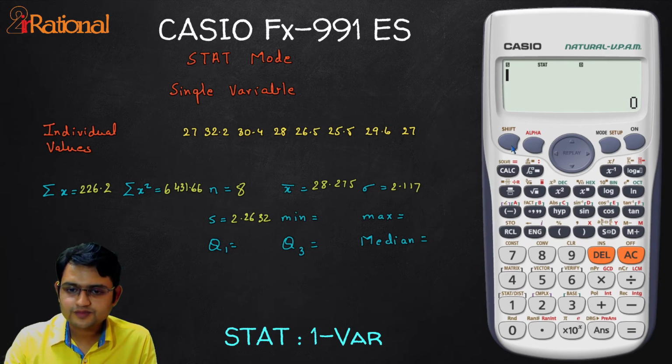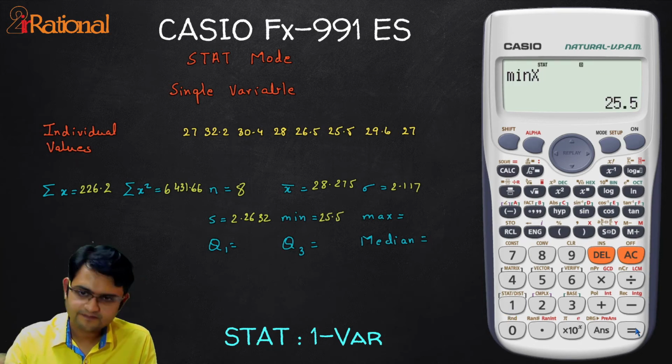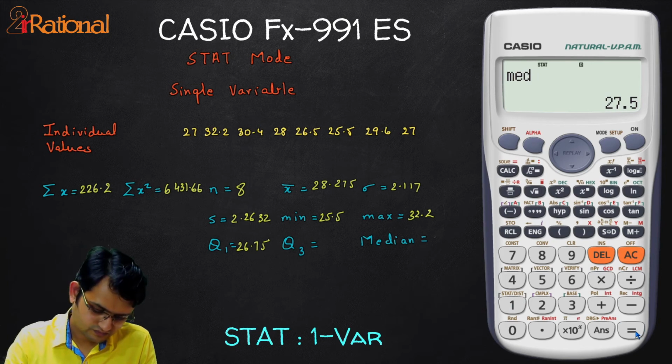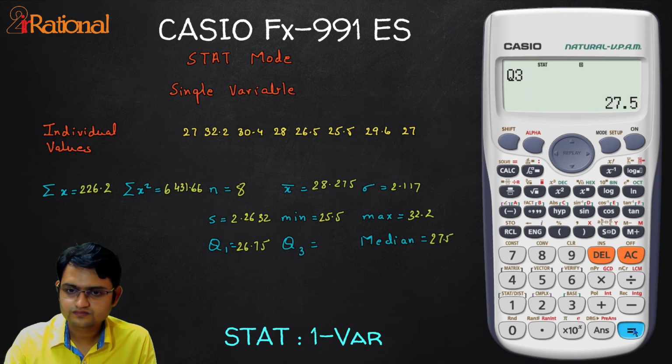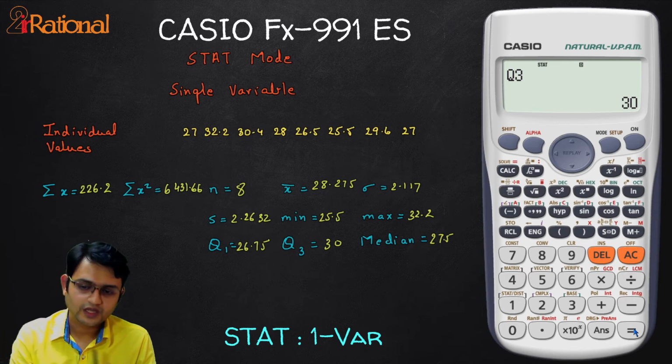For minimum and maximum, we have another option here, 6. You can see 6, and I have minimum, maximum, q1, median and q3. I'll find all of these values.